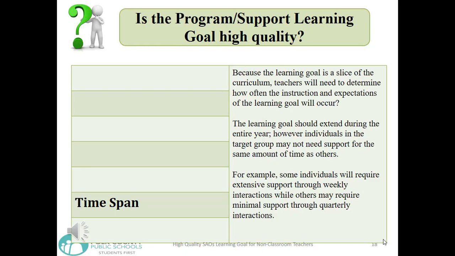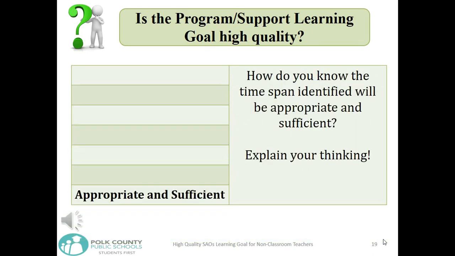Examining the complexity of the learning goal and considering that it is a slice of the program will help to determine the amount of time that will be required to provide support toward the learning goal. However, it is important to note that the learning goal and the necessary support should extend throughout the entire course of the year, bearing in mind that some individuals in the target group may need minimal support. Others may need moderate support, while some teachers may require extended support. Finally, once the time span is identified, an explanation of why the time span is appropriate should be explained.